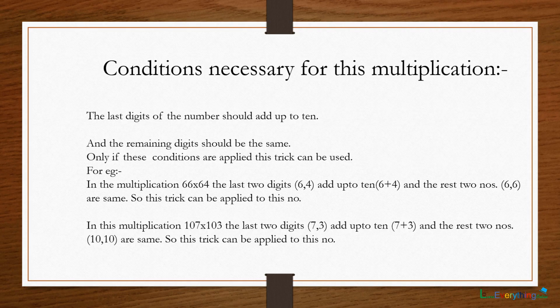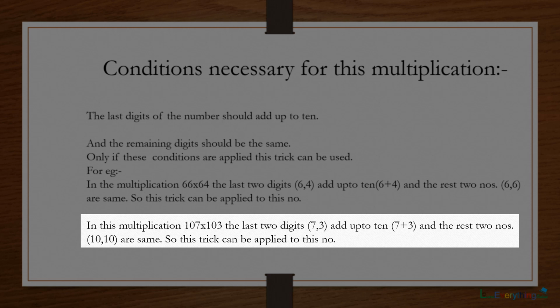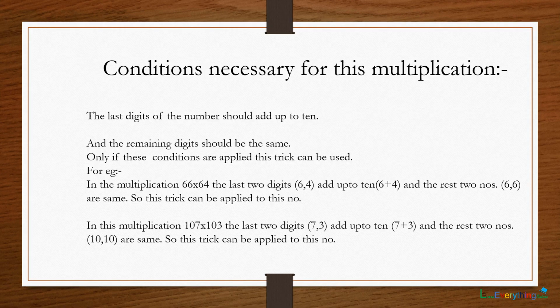So there's one more example, 107 into 103. So in this, the numbers in the units place are 7 and 3, which add up to 10, and the other number besides 7 and 3 is 10. We consider it as 10. So that digit is the same in both the numbers. So this trick can be applied for this number too. Now let's see how to do this trick.